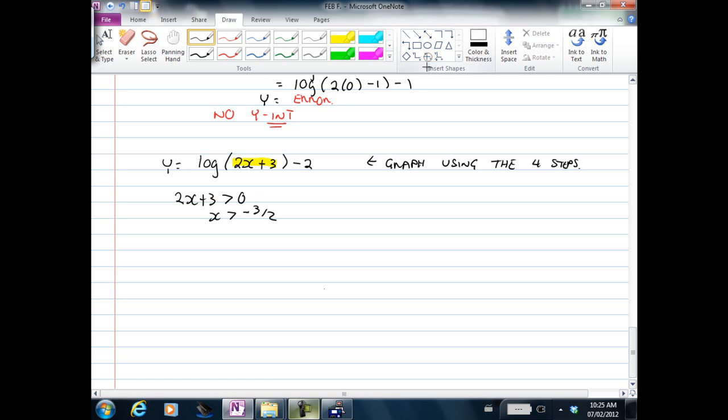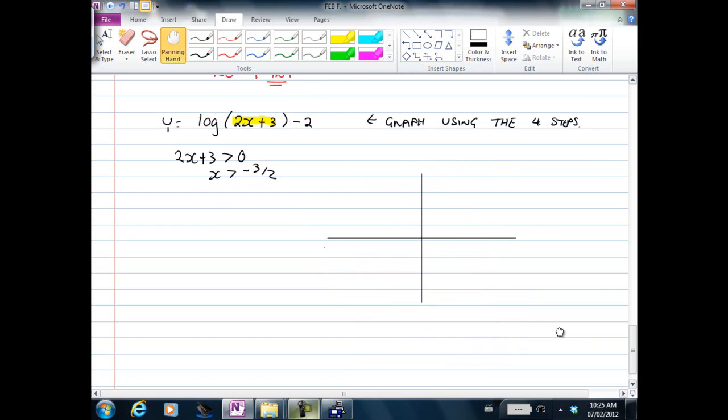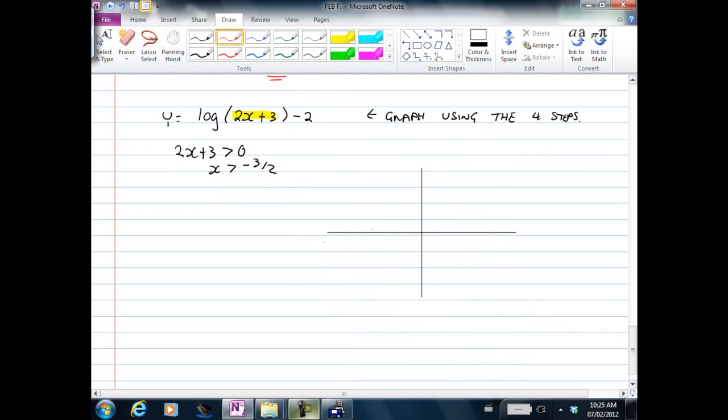Again, I want to visualize where everything is, so I'm going to draw a rough sketch. I'm going to guess this is going to be negative 1.5 right here. My domain is greater, so I know my graph has to go to the right. That's the reason why I visualize it. Okay. Now, I'm going to draw in my asymptotes.